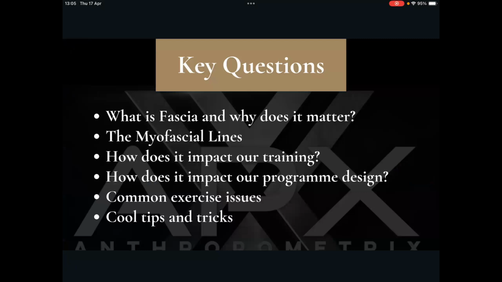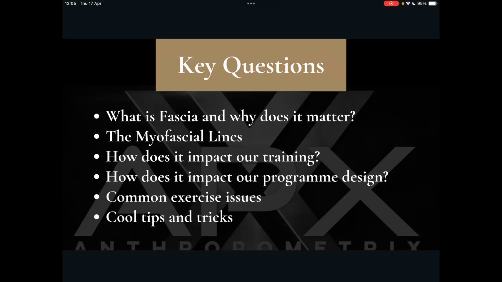Key questions. So I always outline what we'll be discussing today, what the outcome will be in terms of the questions that I need to make sure that I am answering. And the first one, very, very simply, is what is fascia and why does it matter? Then we're going to have an introduction to the myofascial lines themselves. How does it impact our own training? So with each line, I'll go into how that affects things. How does it affect our program design? Common exercise issues, and then just some cool tips and tricks.